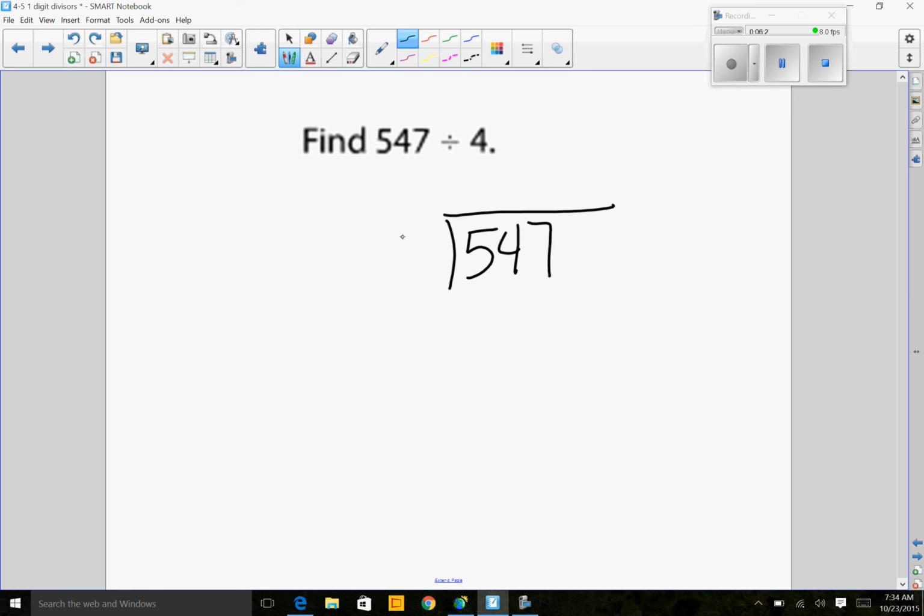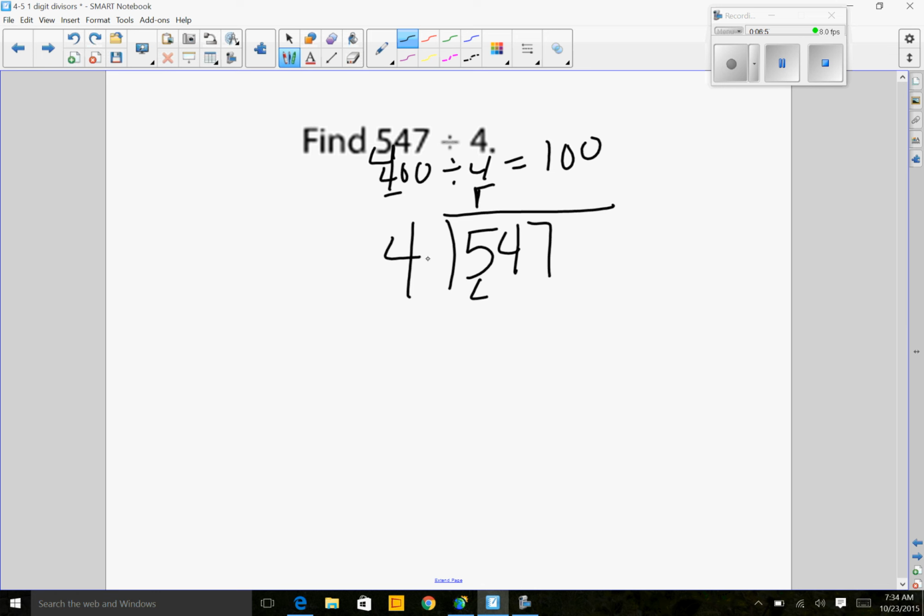547 divided by 4. So again, in this case, I'm just going to look at the 5. And I could change this 5 to a 4, and I would get 100, right? Because 4 divided by 4 is 1, and then I annex the 2 zeros. So I know I'm going to start in the hundreds place in this one. So instead of having a 2-digit quotient, I'm going to have a 3-digit quotient. Because 4 can go into 5 one time.